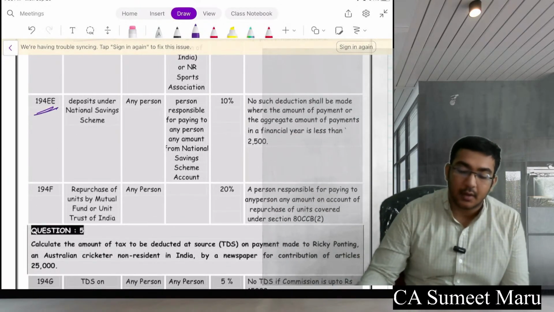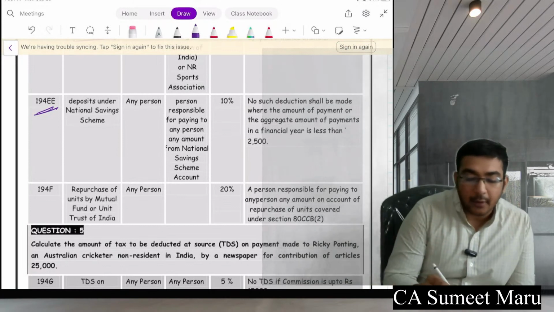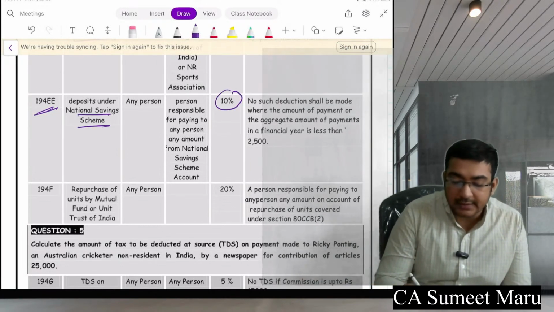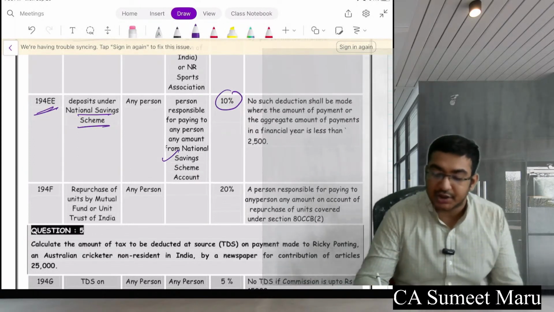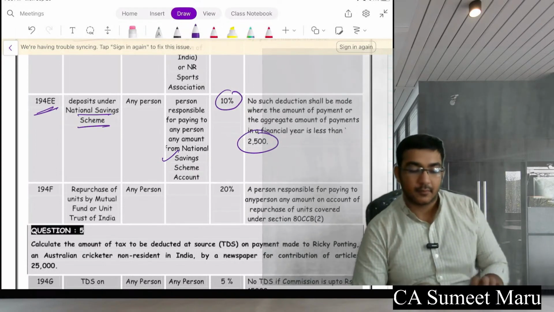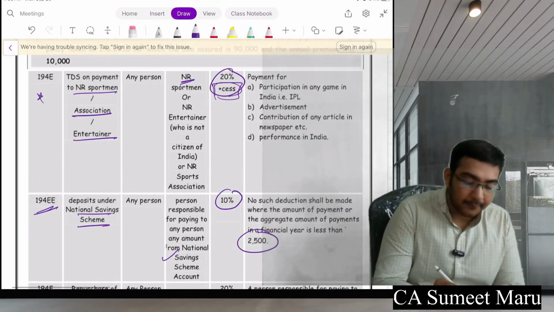194EE. In this case, deposit under National Savings Scheme, 10% of TDS will be done. Who is going to pay you? No such deduction shall be made where the amount of payment is less than 2,500 in a year. Okay, this is also very important.